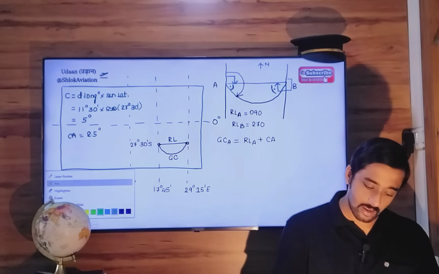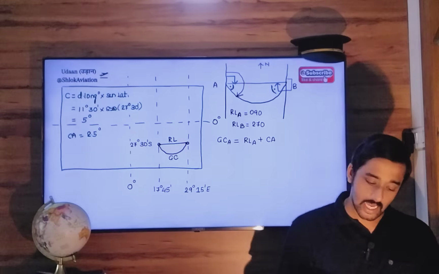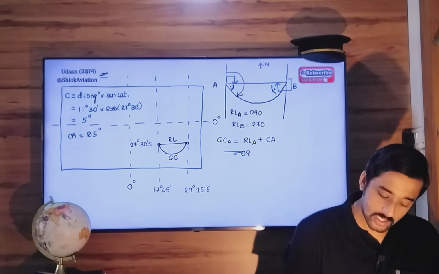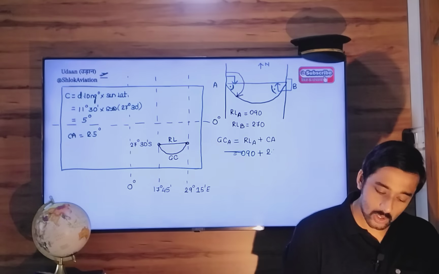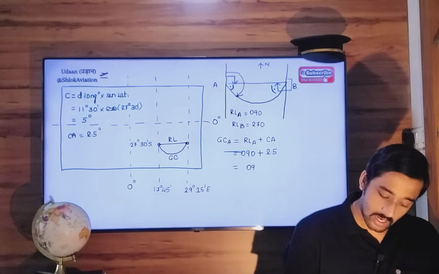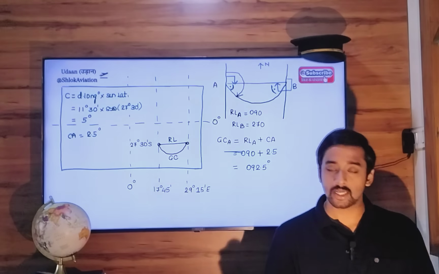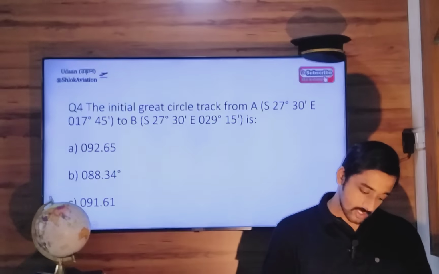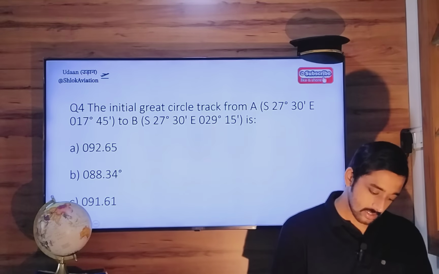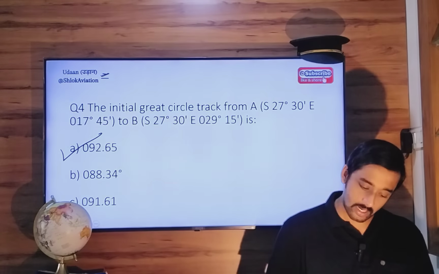So substitute those values here. Great circle at A is line at A 090 plus convergency angle 2.5. So 092.5 degrees is your great circle track at A. So the correct answer is option A, 092.65.